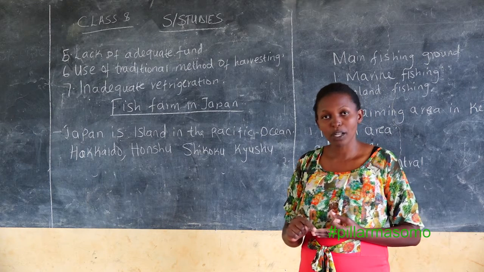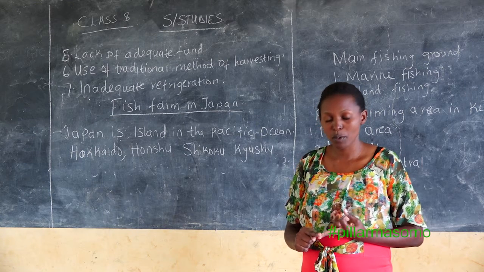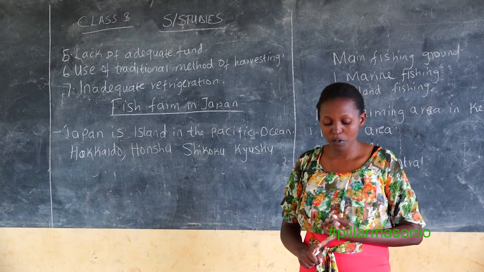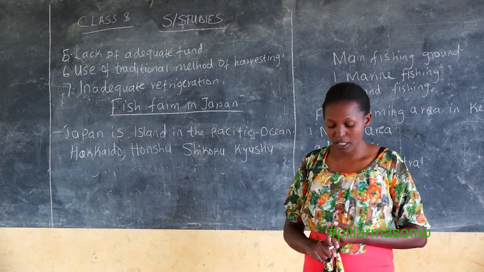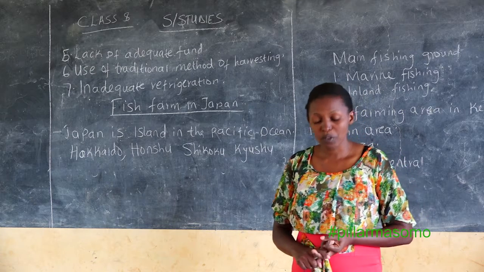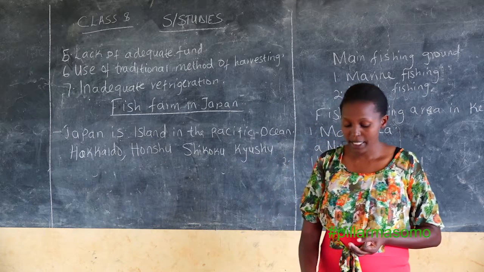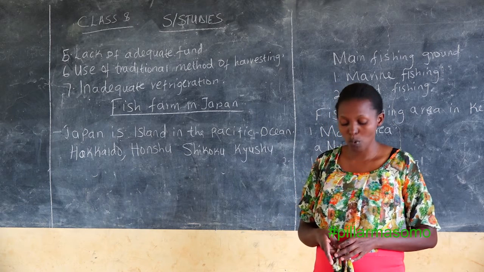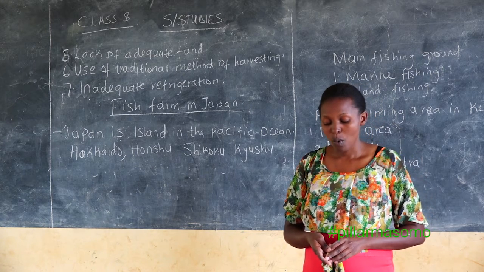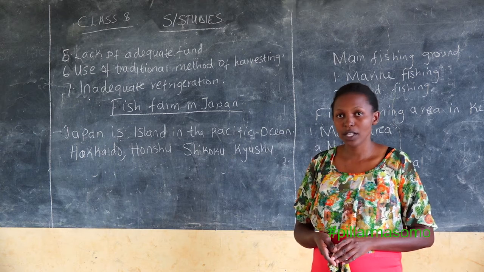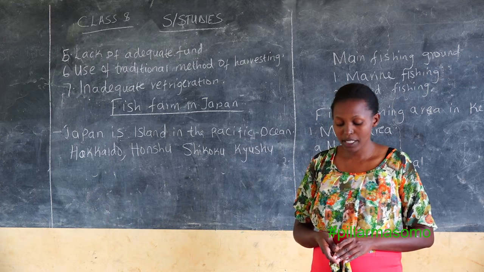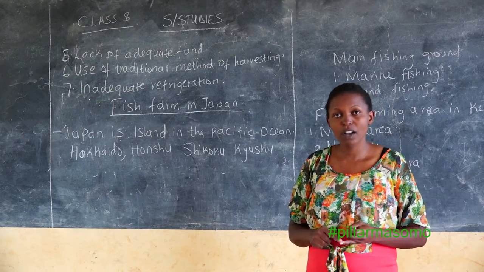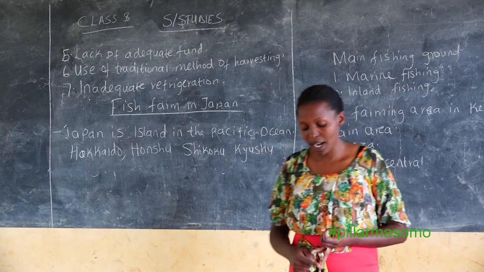And then we have talked about another thing that we are supposed to know. It produces 1/6 of the world's fish and also fish products. Apart from fishing in the open seas, the Japanese have set up fish farms in fresh water ponds and dams, where they breed eels and also trout.